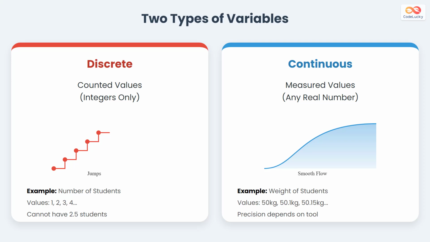To understand this better, let's compare it to discrete variables. Discrete variables are like steps on a staircase. You count them, 1, 2, 3. You cannot have 2.5 students. Continuous variables, however, are like a smooth ramp. They flow. They are measured, not counted. Values can be any real number, including fractions and decimals.